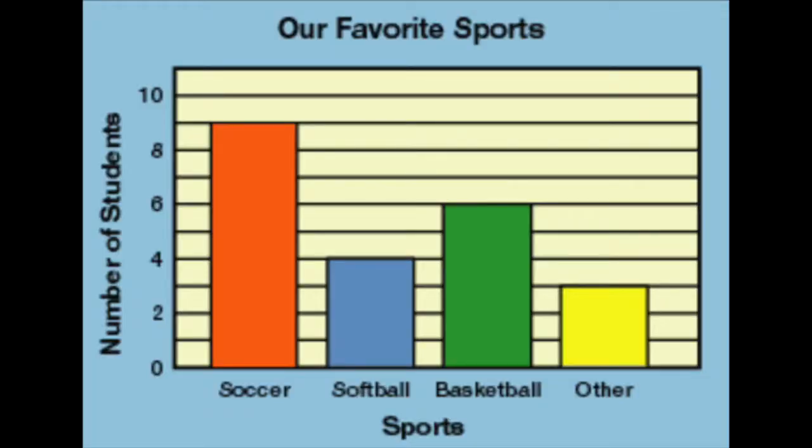So, let's try another one. What sport has 4 people that like it? So let's look at the chart, and then let's take our finger and scan it, and see which one lines up with 4 on the top. And that is softball. So 4 people voted for softball as their favorite sport. And so we just learned all that from comparing from the bar graph.